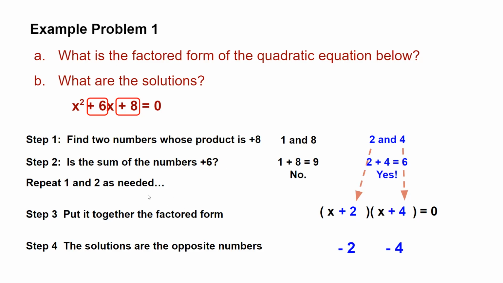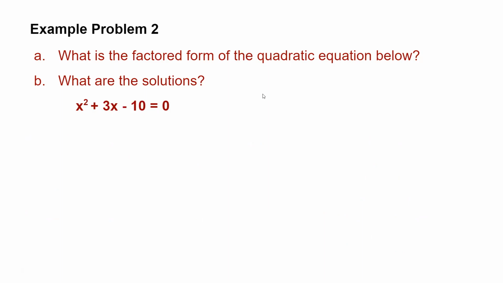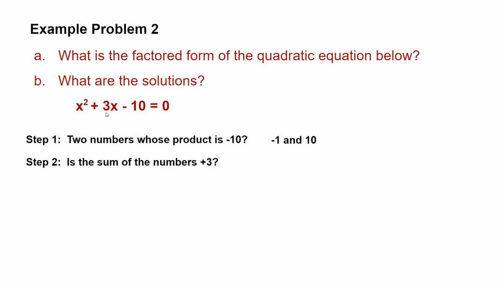Hopefully that reinforces those steps that we talked about a moment ago, but we've got 3 more examples to work through. What are the solutions and the factored form of x squared plus 3x minus 10 equals 0? So once again, we're looking for two numbers whose product is negative 10, because that's our constant right here, negative 10. Well, negative 1 and 10 will give us negative 10 if we multiply them together. Do they add up to positive 3?